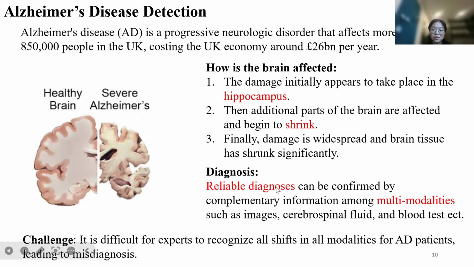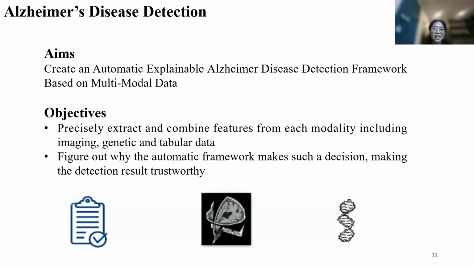For the clinician, a reliable diagnosis can be confirmed by complementary information among multimodalities, such as image, cerebrospinal fluid, and blood tests. But it is a challenge. It is difficult for experts to recognize all shifts in all modalities for Alzheimer's disease patients, leading to misdiagnosis. So we plan to create an automatic explainable Alzheimer's disease detection framework based on multimodal data.